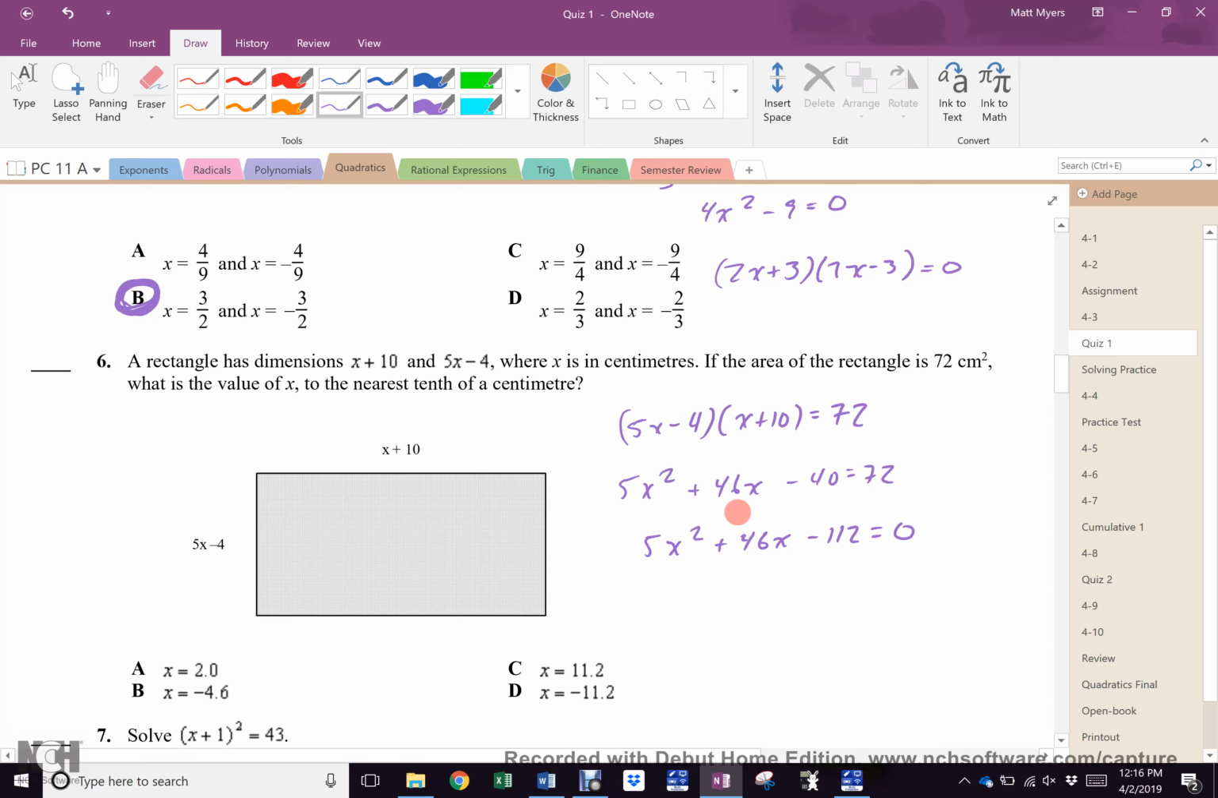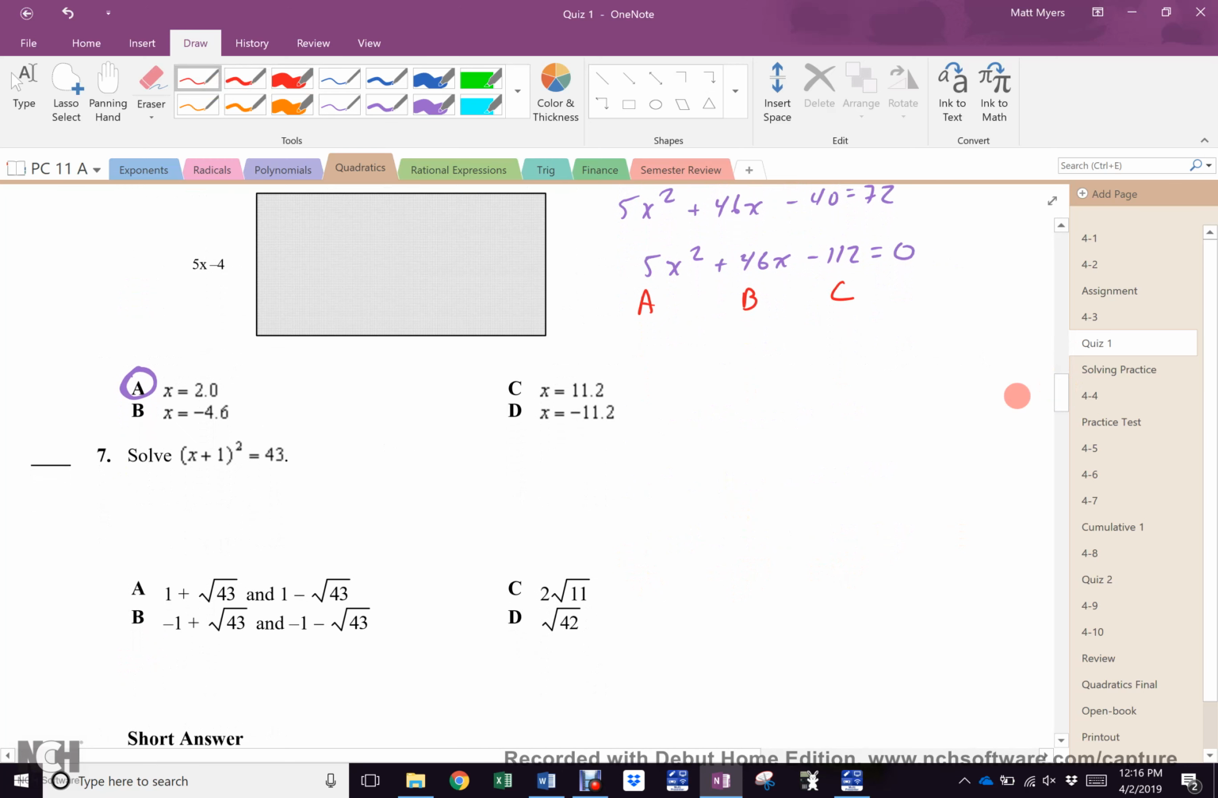And when you do that, you find the answer to be 2. When you run that through the quadratic formula using A, B, C. This one, x plus 1 squared, square root both sides equals plus or minus root 43. So x equals negative 1 plus or minus root 43. B.